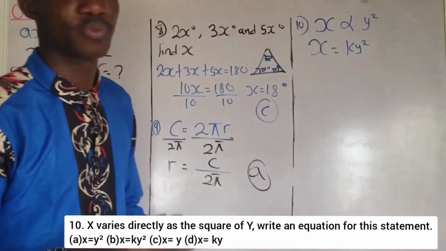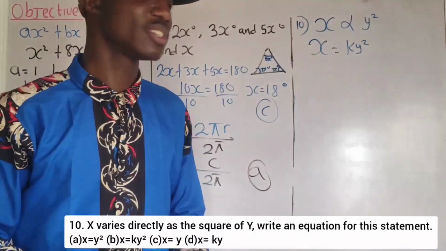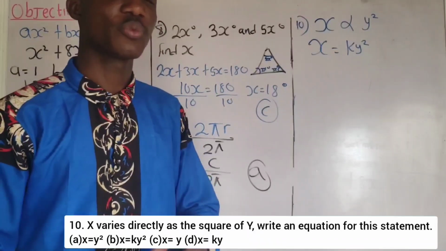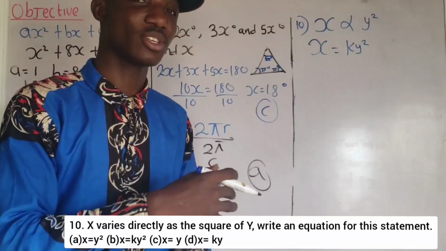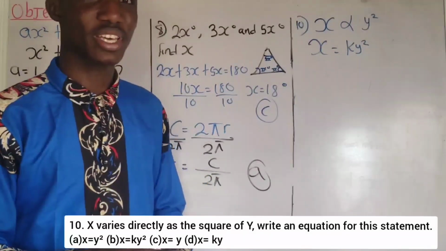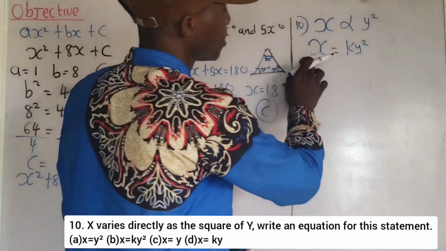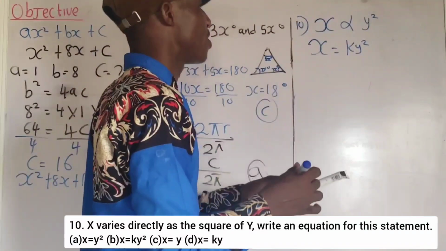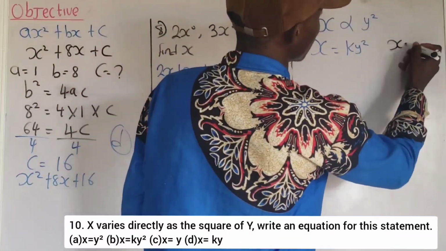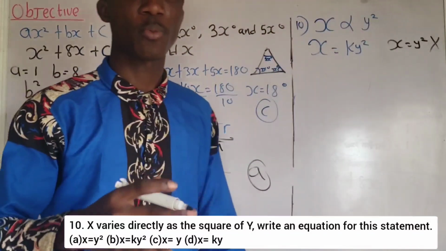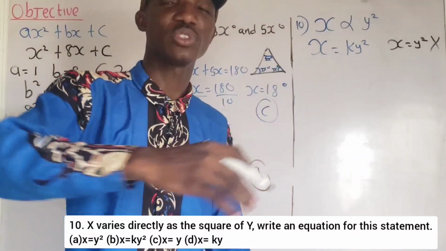Let me tell you, in a 2022 past question, this kind of question came out, and I took time to explain. So if you missed the class on the theoretical aspect, check the channel and watch it. Now we have x is equals to ky squared. That is the right expression. If you wrote x is equals to y squared, they are going to mark it wrong, because variation tells us the proportion in which a variable varies with respect to another.